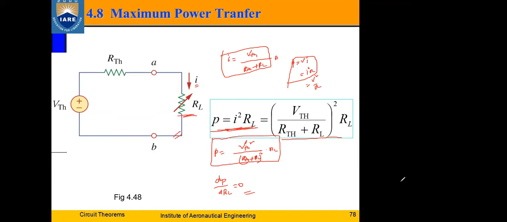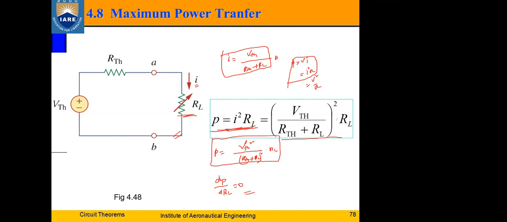So what you do now is differentiate this equation with respect to RL. We have the equation for P, right? What is that? VTH square by (RTH plus RL) whole square into RL is the equation. Now use this in place of P and differentiate this whole equation with respect to RL and equate it to 0 and tell me the condition which you get there. I already have the equation, I already showed you. You just give a try.